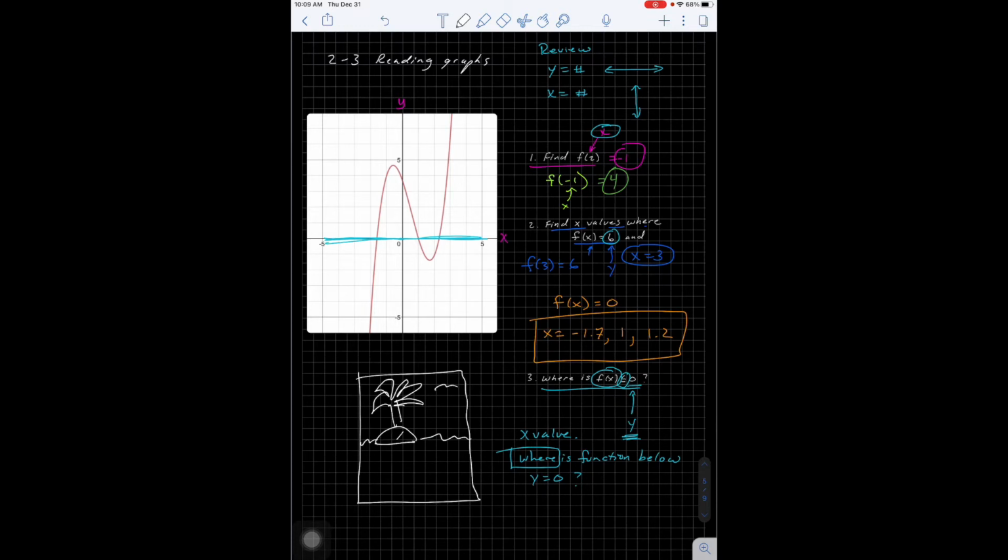Here's water. And then the treasure map says, hey, that is where the treasure is, right? How do I mark where the treasure is? I put an X on it. So if I want to know where is the treasure, that's an X value. All right? That's how you remember it. You're welcome. All right, so X value, where is the function below y?